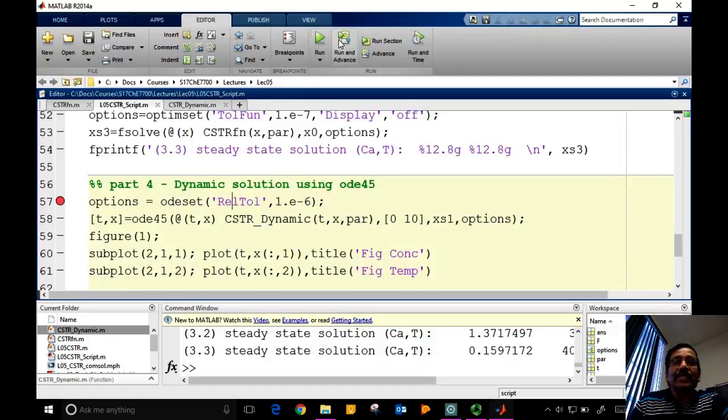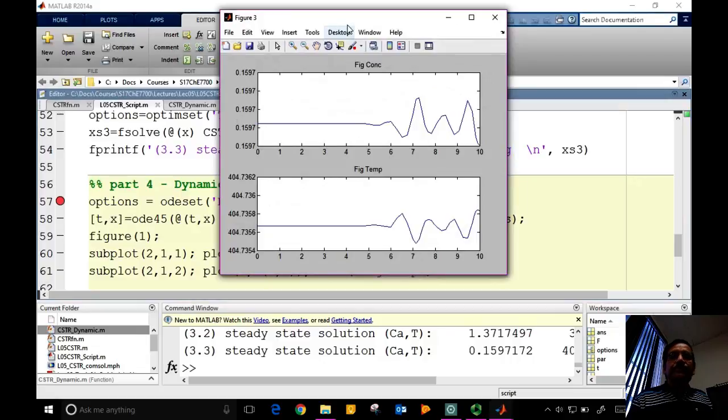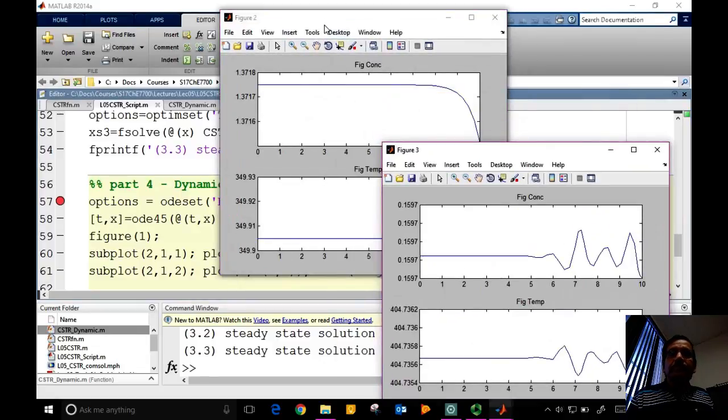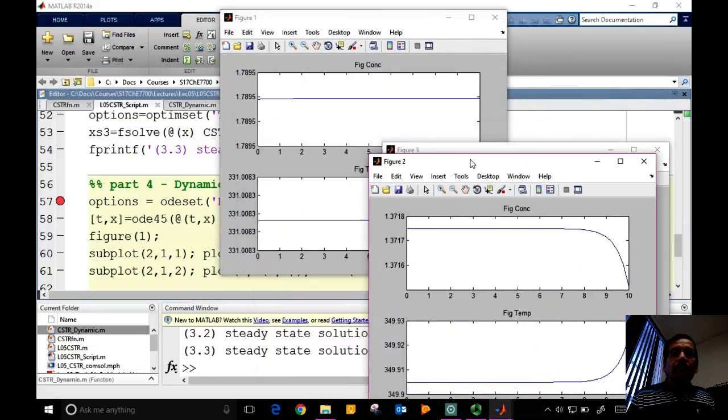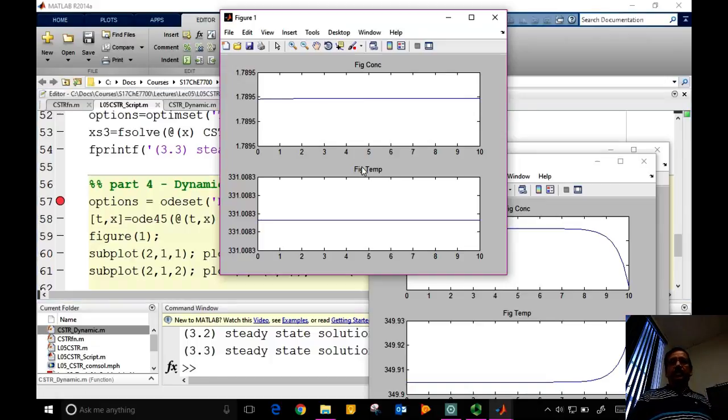So I'm solving only the dynamic part. I'm solving only this section. Okay? So figure 1. What do you expect? It was the steady state. I gave the steady state as my initial condition, so it didn't change, just stuck to the steady state. That shows that it is a stable steady state. Okay? So if I start anywhere near it, it'll go to that.